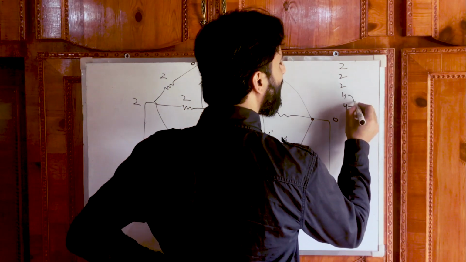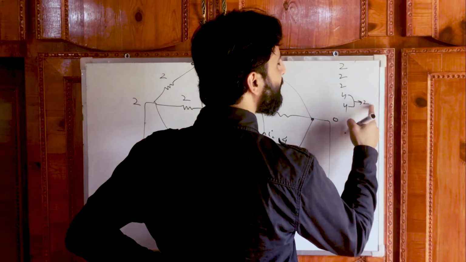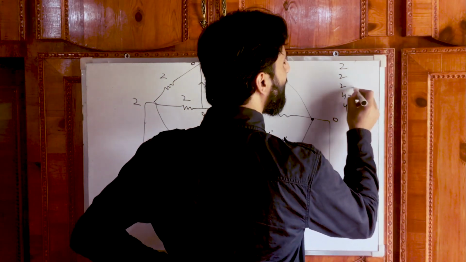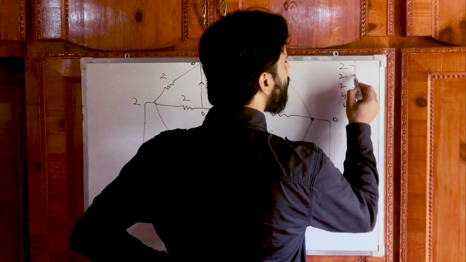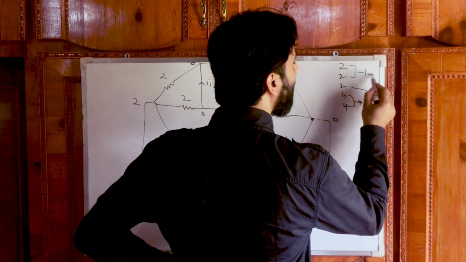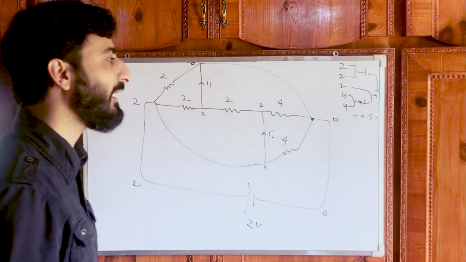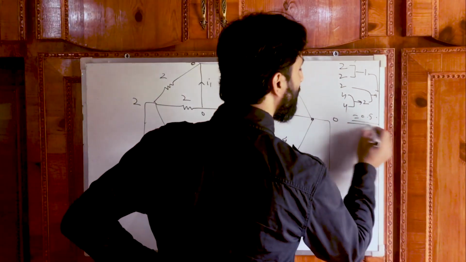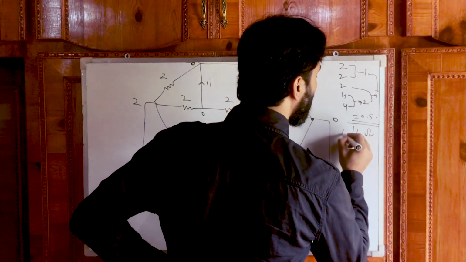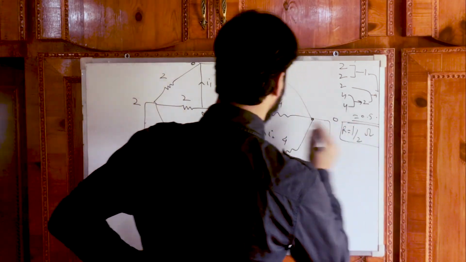So 2 and 2 in parallel will form 1. Then this 2 in parallel with this will form 1. These 2 in parallel will form 1. 1 and 1 in parallel will form 0.5. So that is the net resistance value, 1 by 2 ohm, the net resistance value of the circuit.